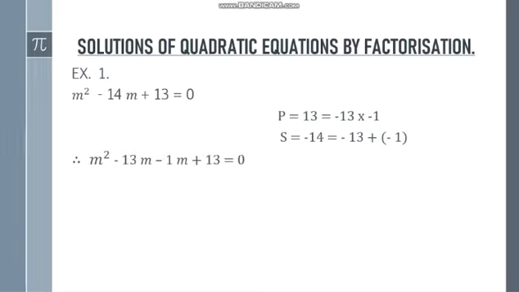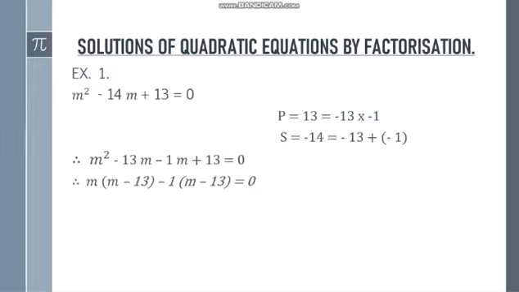So what we will get? m square, in place of minus 14m I had written minus 13m minus 1m, and plus 13 as it is, equal to 0. Now we have to see the first two terms. In the first two terms, m is common. So if we take m out, in bracket it will remain m minus 13. And in the last two terms, minus 1 we had taken out, the minus sign is out. So the sign of the m and 13 will get changed. So what we will get in bracket? m minus 13 is equal to 0.